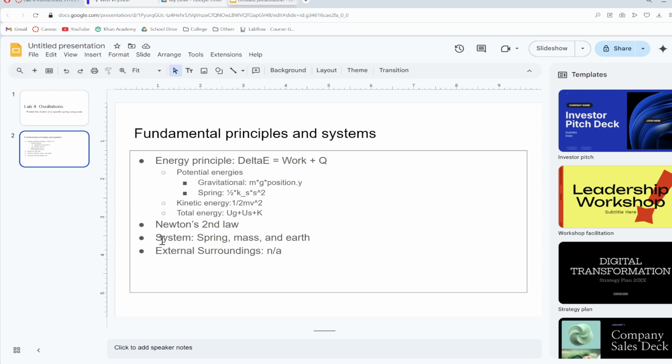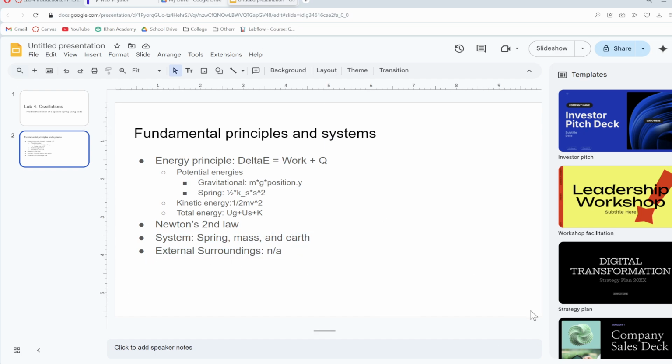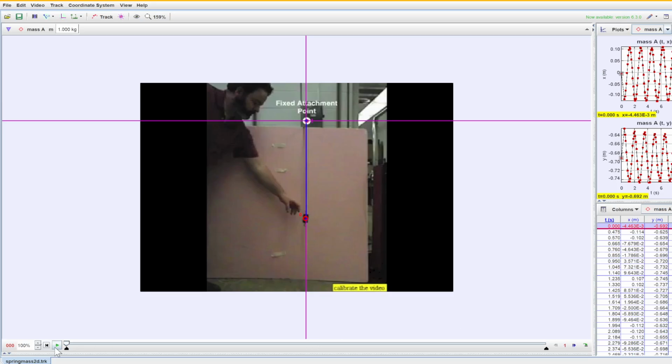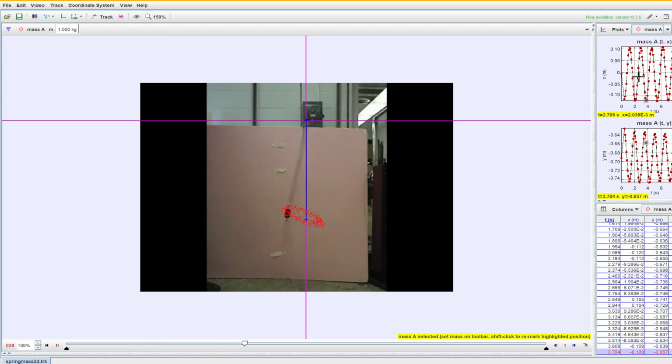The system is defined as the spring, mass, and Earth, and there are no external surroundings, so there's no external work being done on the mass. Here is our Tracker video. I'm just using the base one that they provided for us. The graph here shows the change in x, which is like a sinusoidal wave, and the change in the y position over time. And so that is our video.